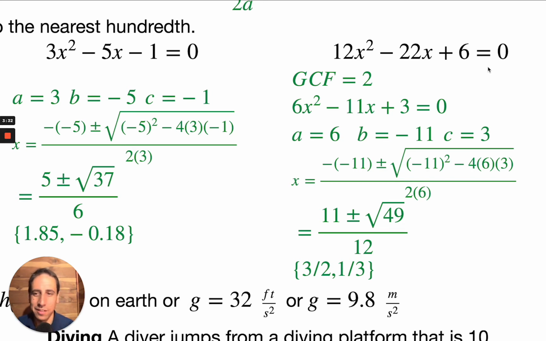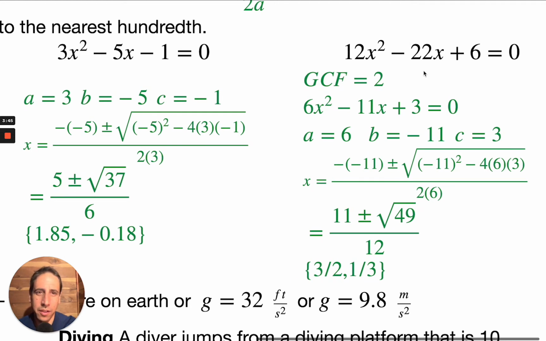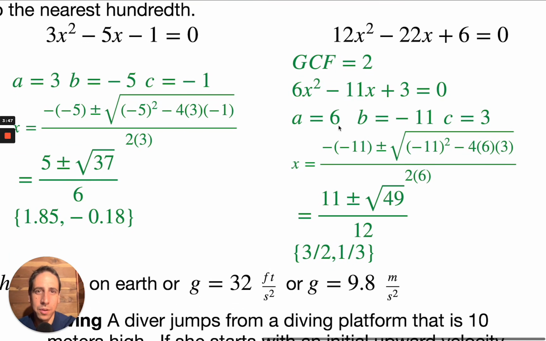But sometimes these things are a lot easier when the numbers are lower. And so there is a greatest common factor of 2. You can divide all the terms on both sides by 2 and get a simpler equation that has lower numbers. Just more reliable when you're doing calculations. So a is equal to 6, b is equal to negative 11, and c is equal to 3.